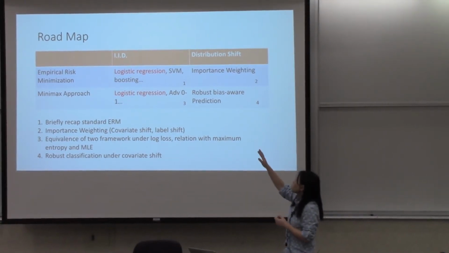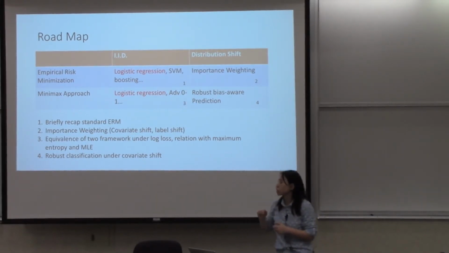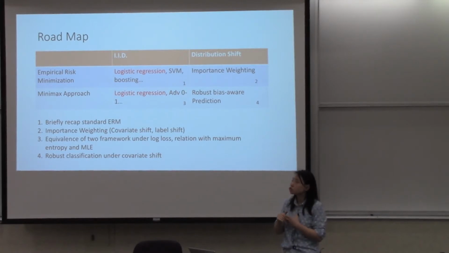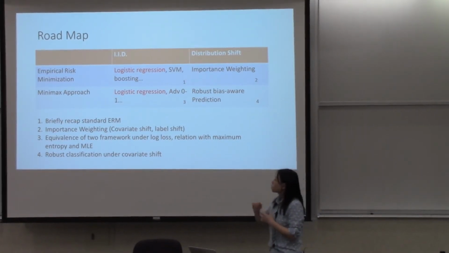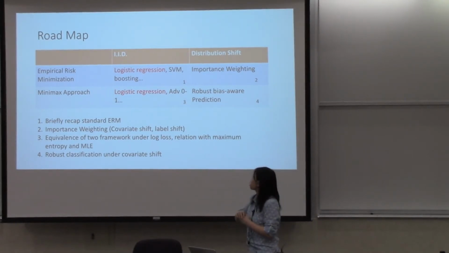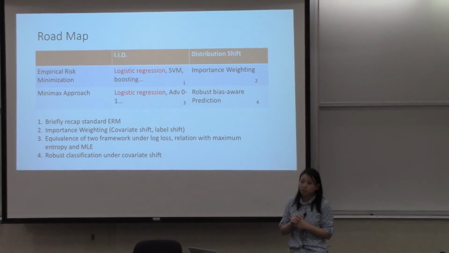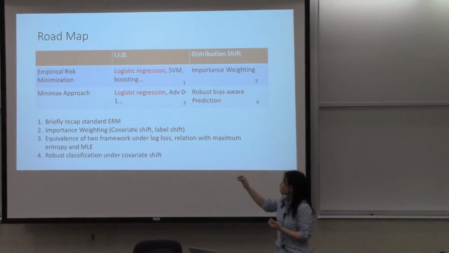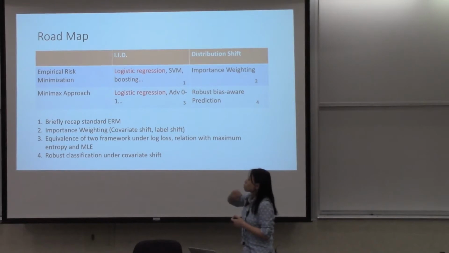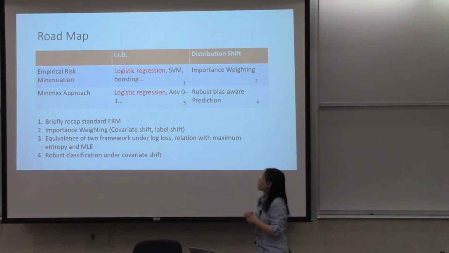And then in the distribution shift case, if you are under this ERM framework, you end up with importance weighting formulation. We will cover how to do importance weighting in the covariate shift case, and also in the label shift case. And I'll also cover that in the ID case, there are certain special cases when these two formulations are exactly the same thing. So in the log loss case, the ERM formulation will be exactly the same as this minimax approach formulation. But there are other cases when they are very different. So we'll talk a little bit about that.